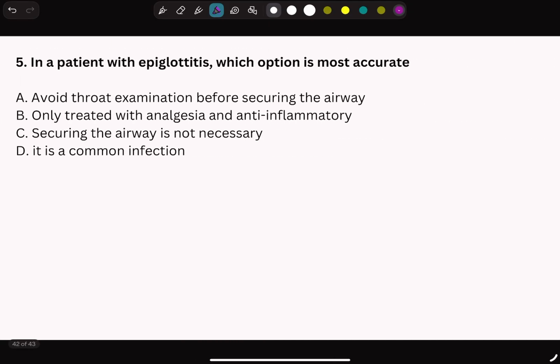Finally, in a patient with epiglottitis, which option is most accurate? Avoid throat examination before securing the airway. Only treated with analgesia and anti-inflammatory. Securing the airway is not necessary. It is a common infection. So which one is most accurate from these listed options? You know, I emphasize on that, so it should be very, very straightforward. And we've got the answers in the next slide.